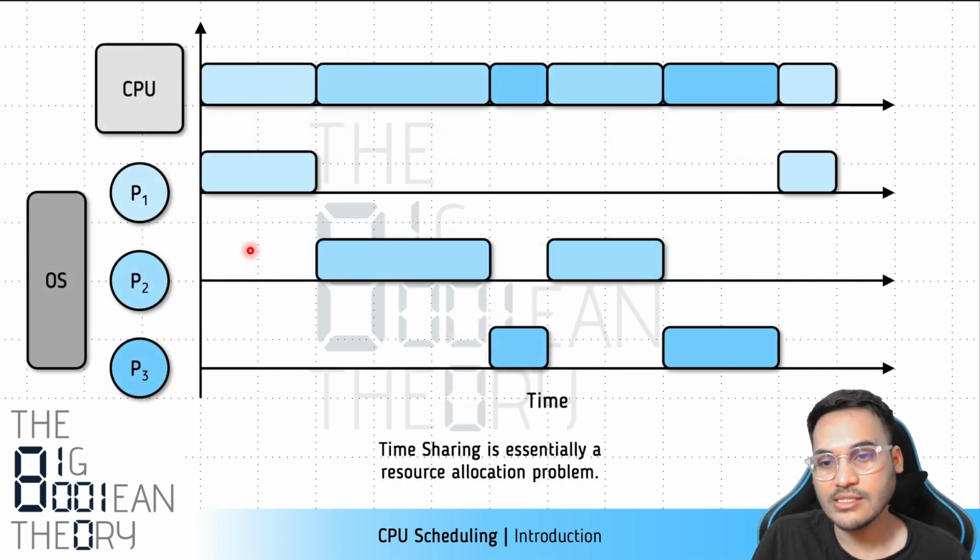So if we look at this time sharing diagram in a different way, this is the timeline diagram. As you can see, again, we have a hypothetical system which has three processes, P1, P2, and P3, and we have a single CPU.